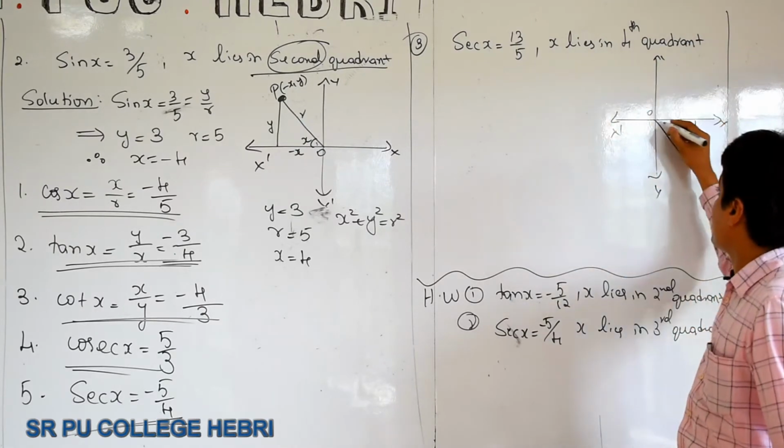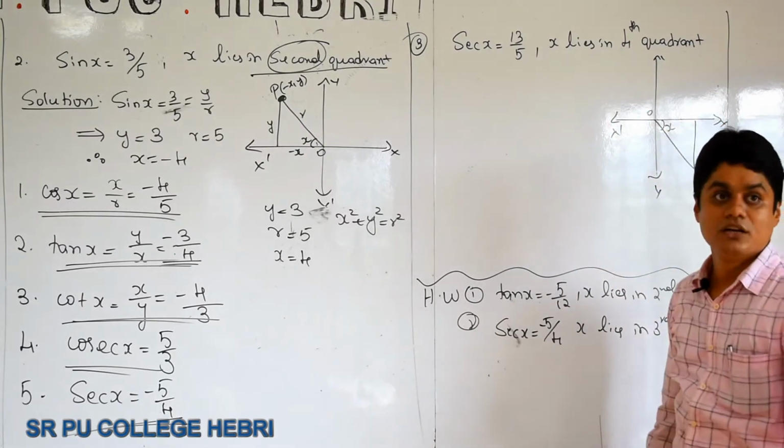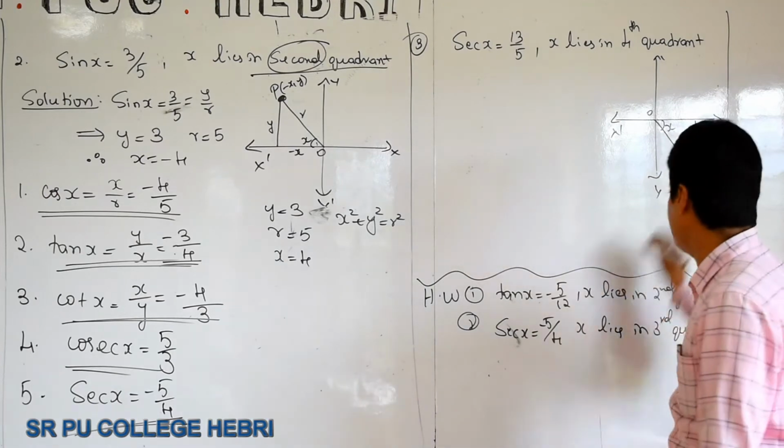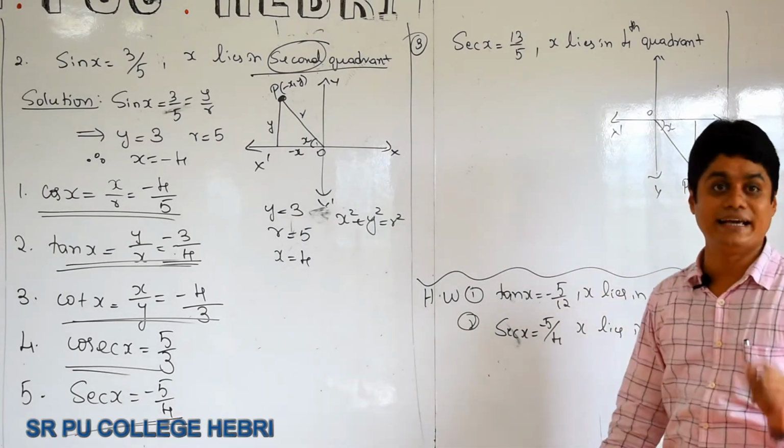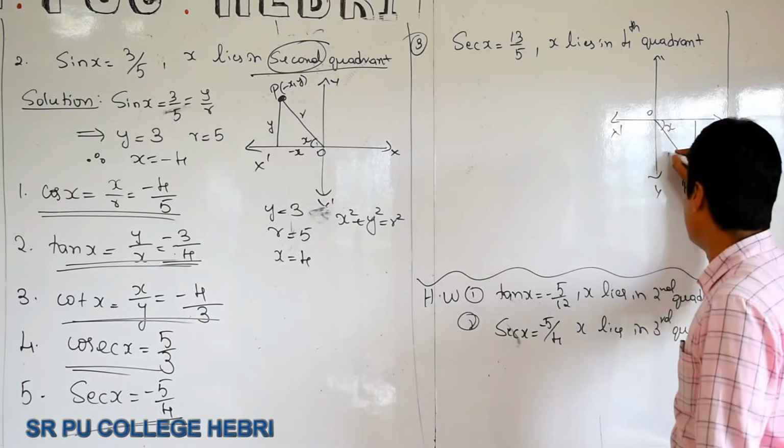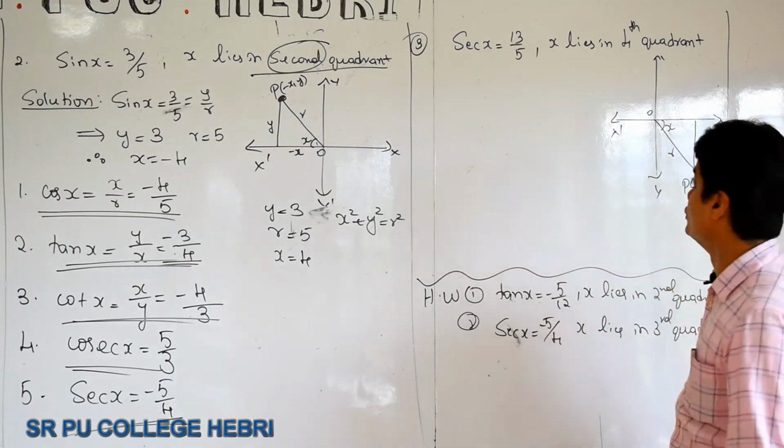So secant x is equal to 13 by 5. x lies in the fourth quadrant. So this is our angle x now. Fourth quadrant points, how will it be? Here x is positive, y will be negative. x is positive, y is negative. Radius is always positive.